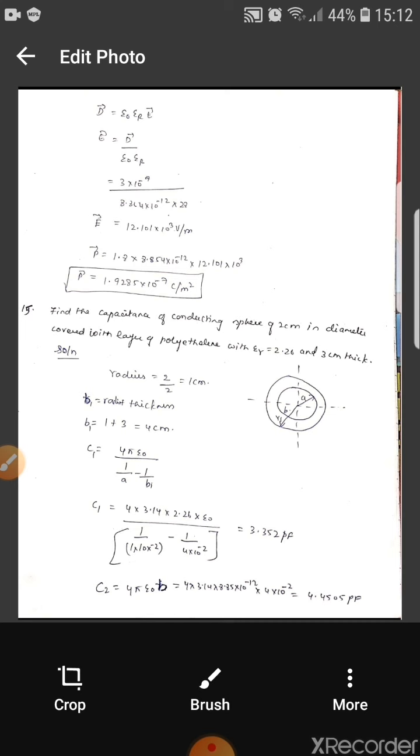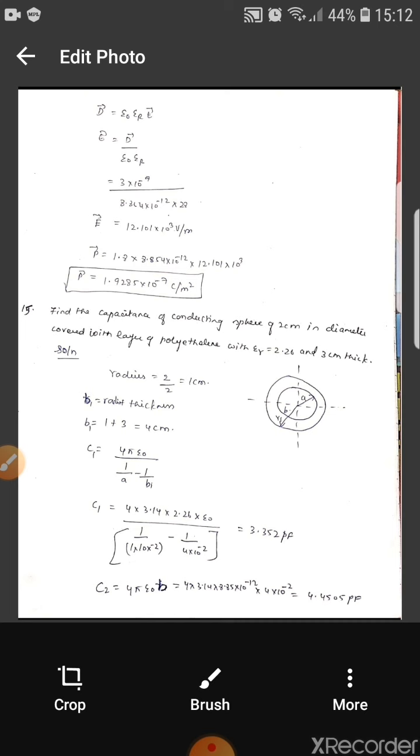And next, from this you will be calculating P. P is equal to chi naught epsilon naught into E. So chi naught is 1.8, epsilon naught is 8.854 into 10 to the power minus 12, and E is equal to 12.101 into 10 to the power 3. So calculating these values, you will be getting the polarization value P is equal to 1.9285 into 10 to the power minus 7 coulomb per meter square.